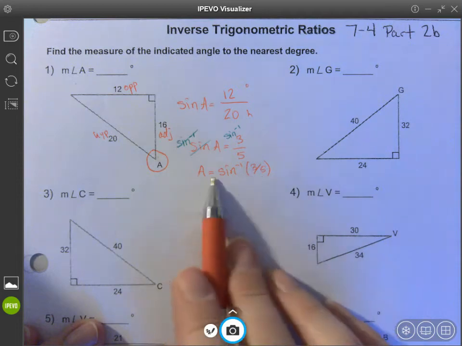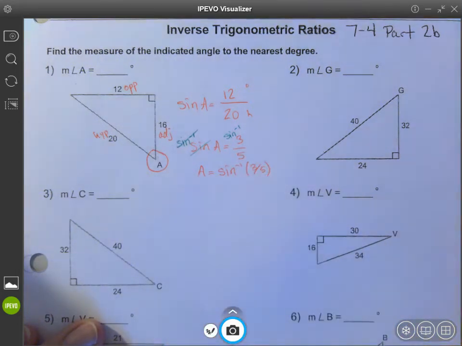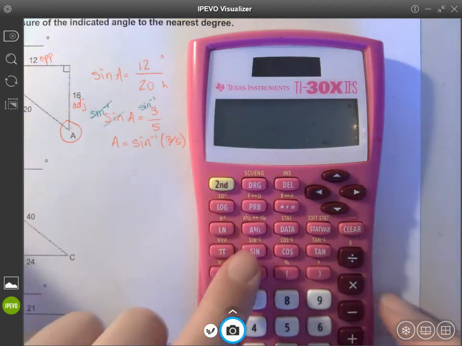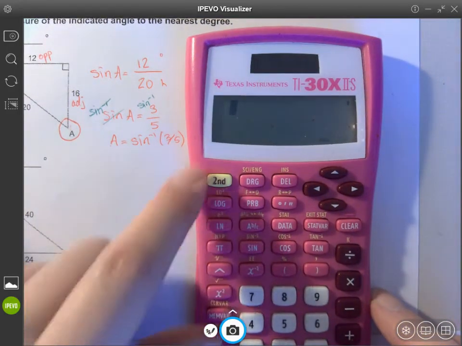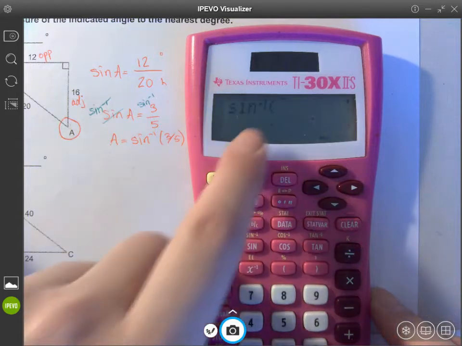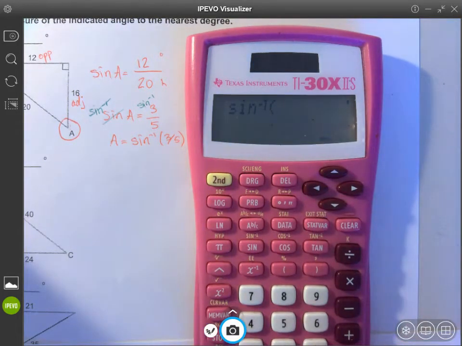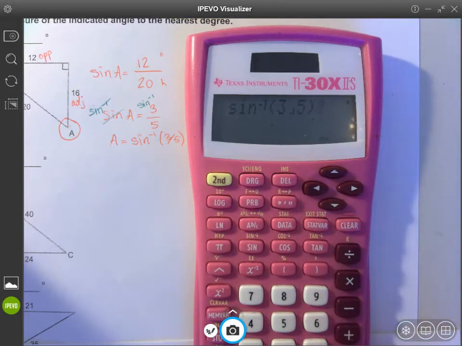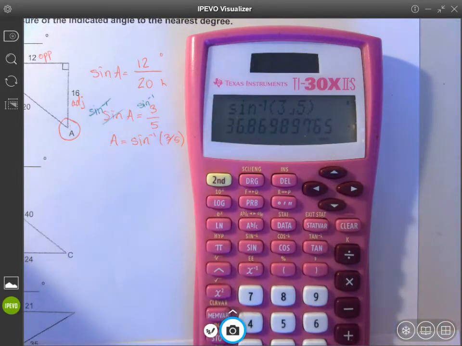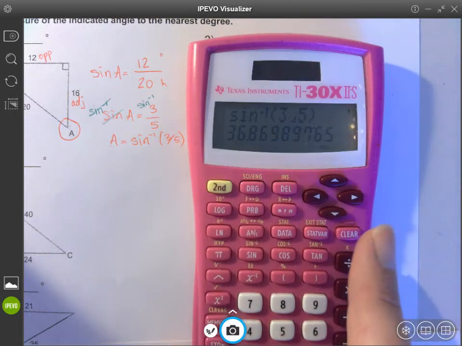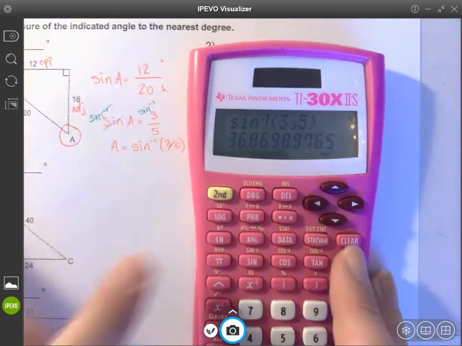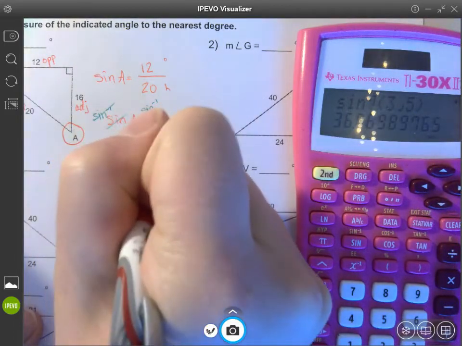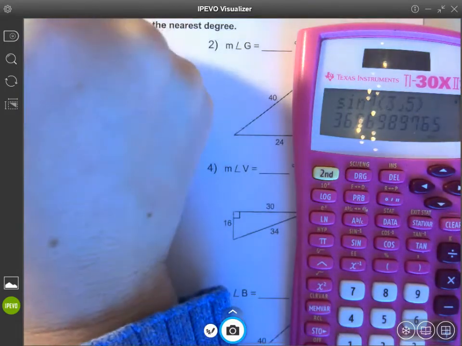Now, I wouldn't take the time to rewrite that. I just did it because I wanted you to see. So in my calculator, there's my sine key, and I would hit second and then sine, and there's my little inverse. So it'd be sine -1 of 3 fraction 5, or 3 divided by 5, and hit enter. But it has to have the -1. And it says round to the nearest degree, so we want the whole degree, and that would be 37. So A is approximately 37 degrees.